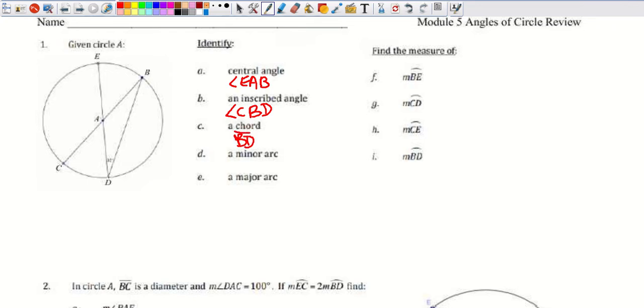Minor arc, remember, is always less than 180, so we could do EB as our minor arc, or even CD is our minor arc, or even BD is our minor arc. And a major arc has to be 3 letters, more than 180, so let's go with ECB as our major arc, as long as it's more than 180 and less than a whole circle, less than 360.